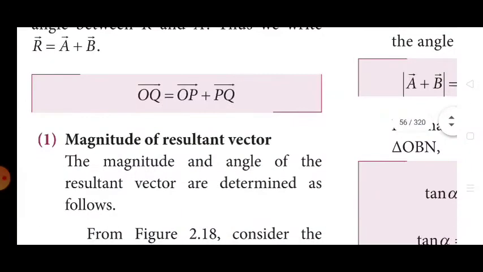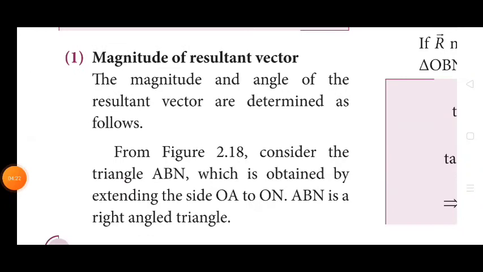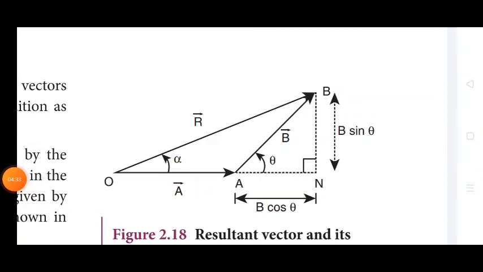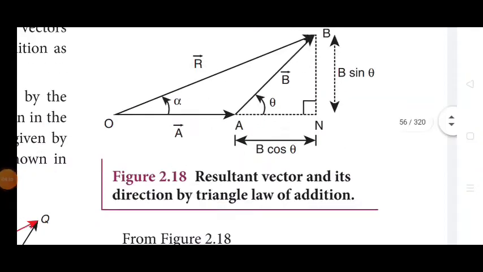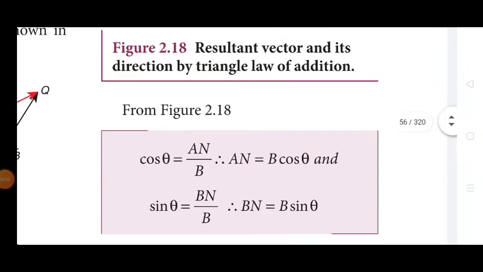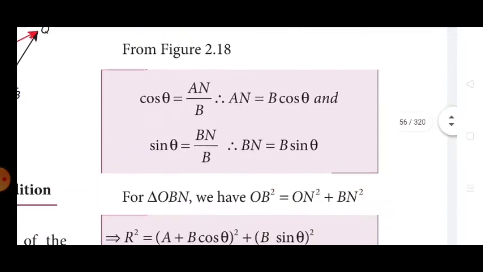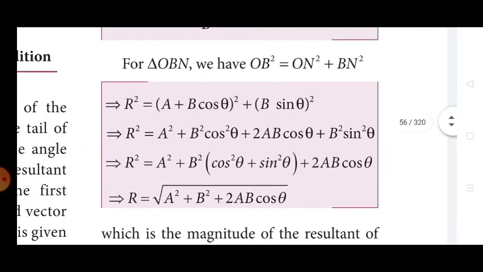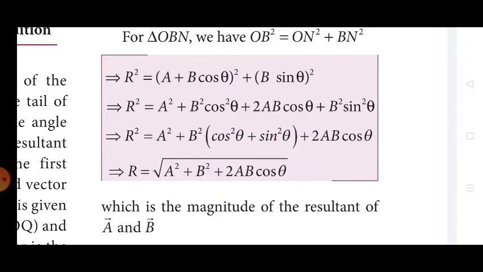How do we find the magnitude of the resultant vector? The magnitude and angle of the resultant vector are determined from the diagram 2.18, that is the triangle ABN. This is the diagram, the triangle ABN. From which cos theta is equal to given, sin theta is equal to given, as we have already seen. See, the resultant vector R is equal to root of a square plus b square plus 2ab cos theta. Direction of resultant vectors.